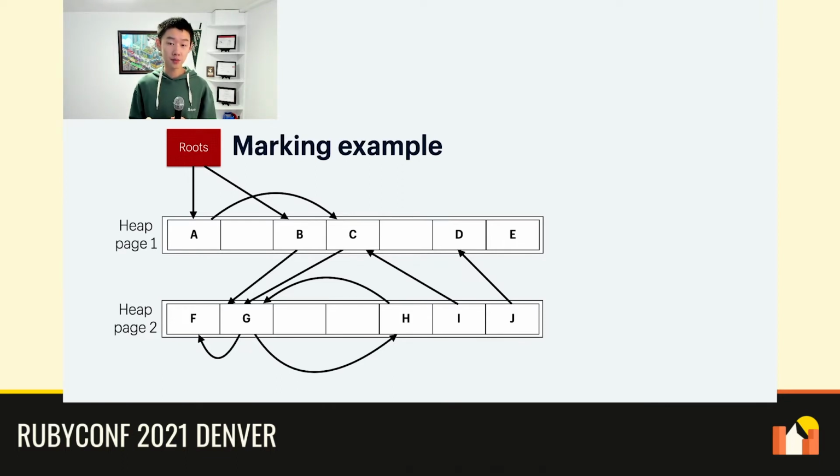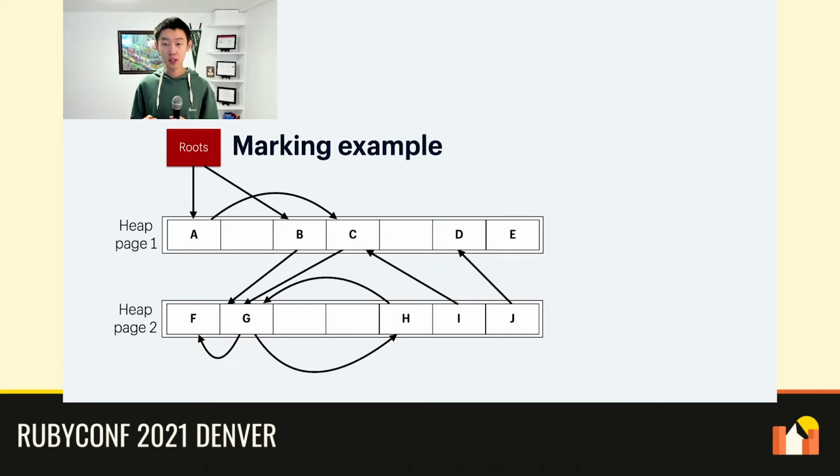We have a total of 10 objects labeled A through J. Slots with no label means that the slot is empty. The arrows indicate references. For example, the arrow from object J to object D means that object J holds a reference to object D. Examples of references could be the contents of arrays or instance variables of objects.